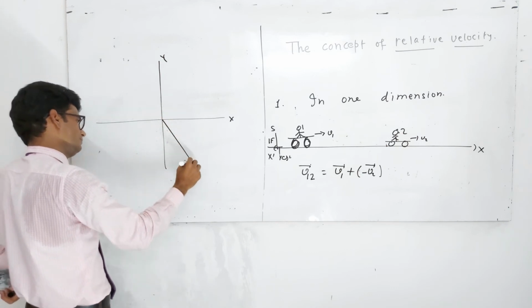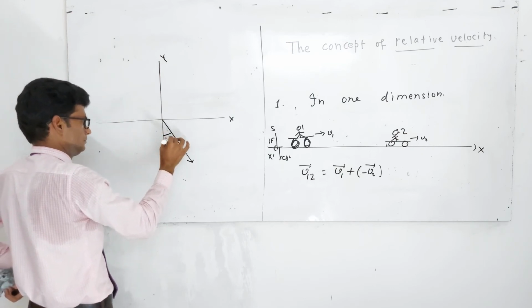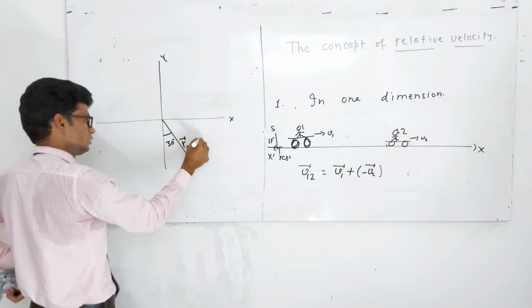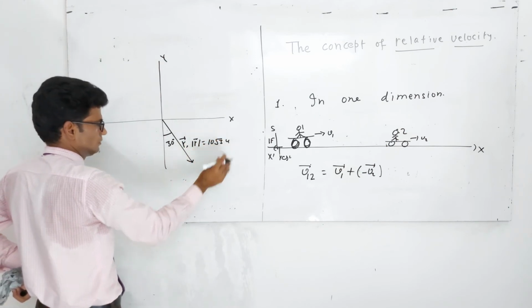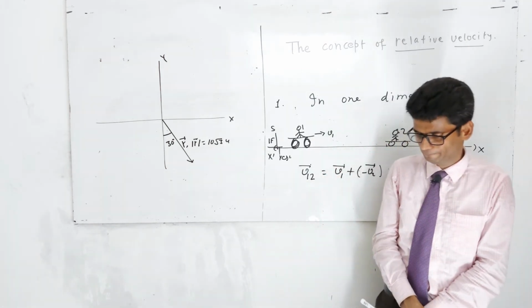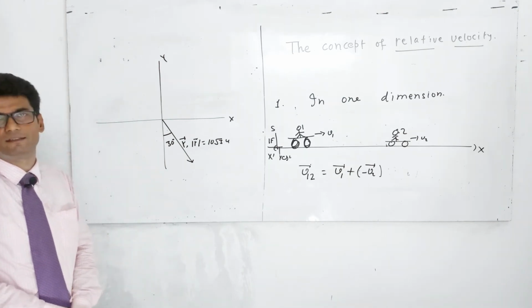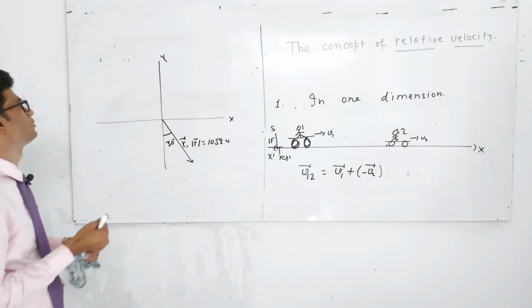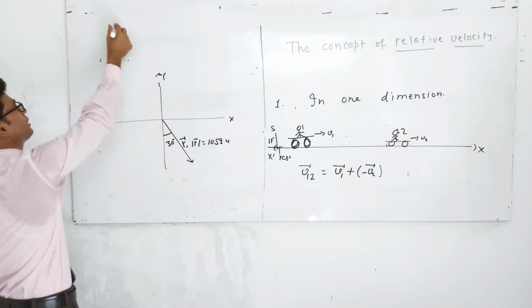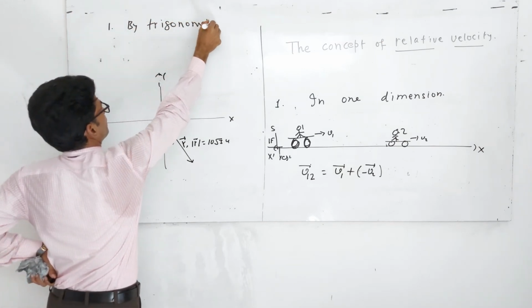Suppose here is a vector, say this angle is 30 degree. Here is a vector r whose magnitude, mod r, is equal to 10 root 3 units, and we try to know its component. Firstly, by the trigonometrical method.